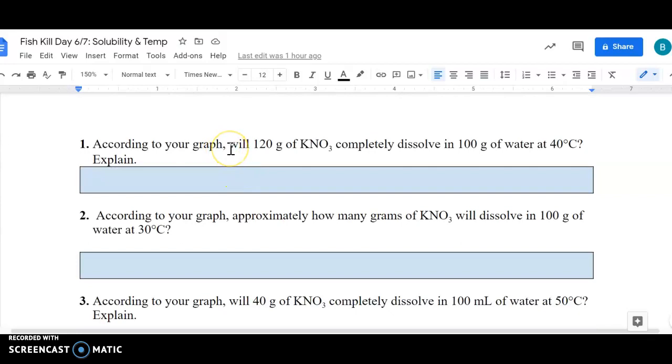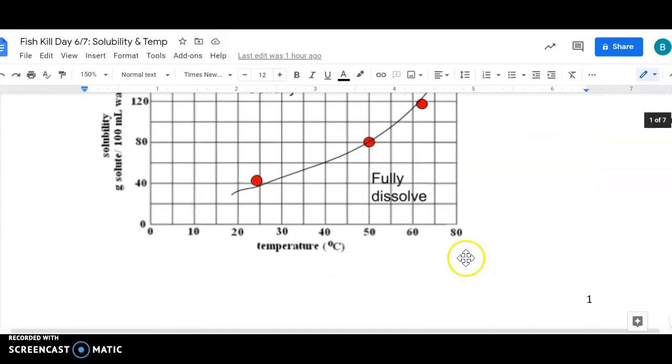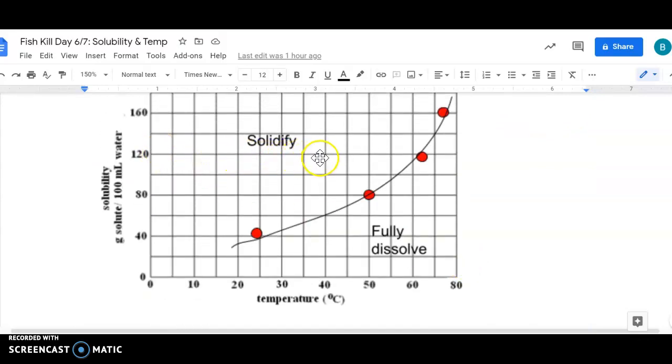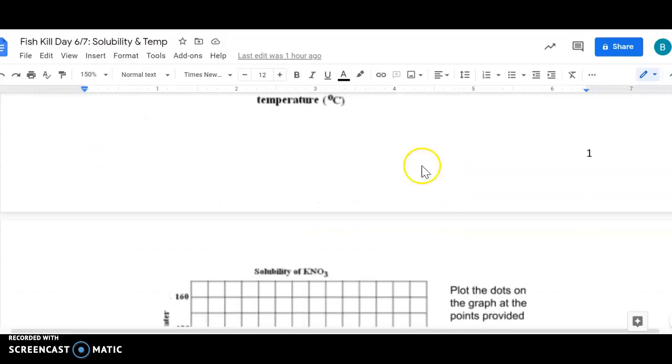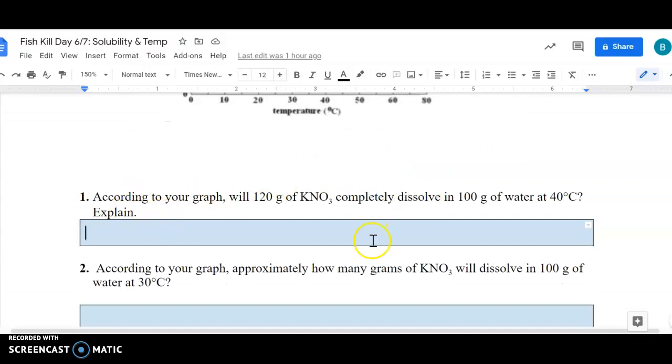So you will use that graph. You're going to look at the graph to answer these questions. So in complete sentences, you'll write, according to the graph, 100 grams of potassium nitrate either will or will not dissolve. So at 40 degrees Celsius, you go up to 120, you go over to 40 degrees Celsius. So according to my graph, since that is above 40 degrees Celsius, it is not fully soluble at 40 degrees Celsius, 120 grams. For 120, it takes 65 degrees Celsius in order to be completely soluble. So you can use that as your explanation for 1.